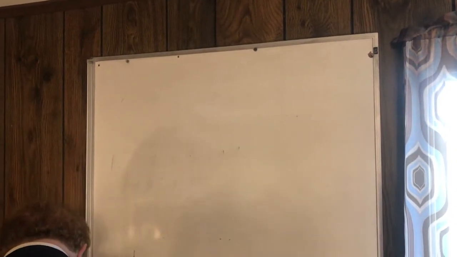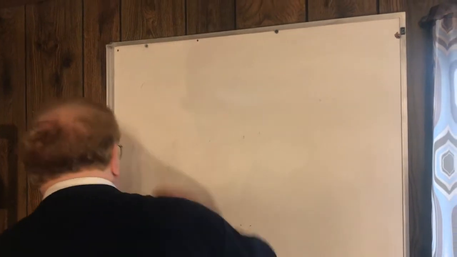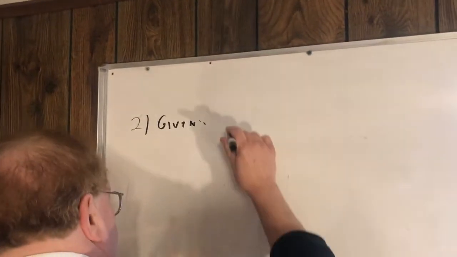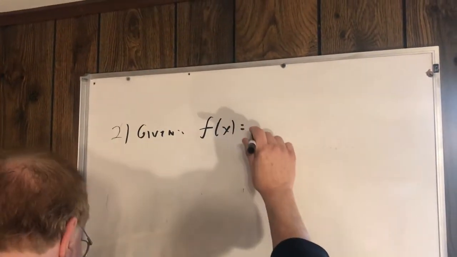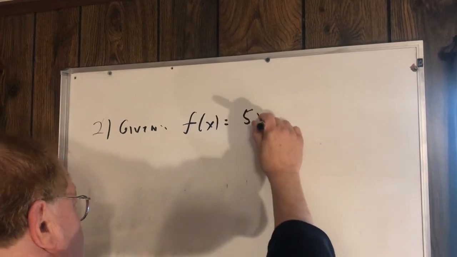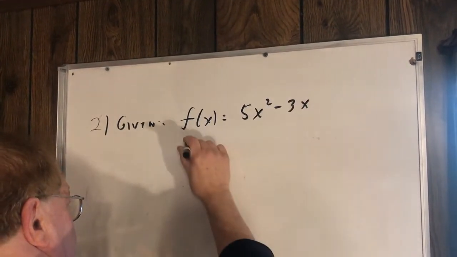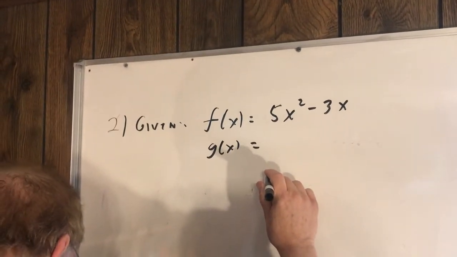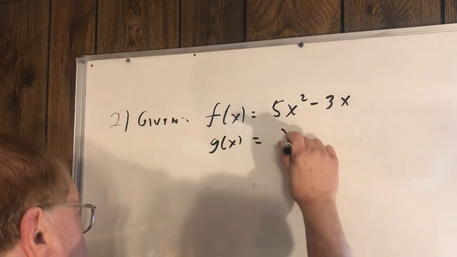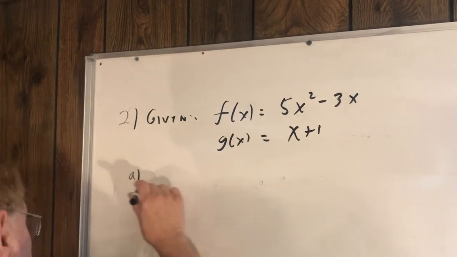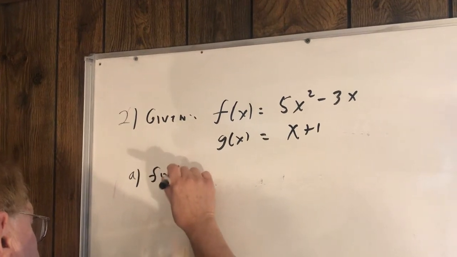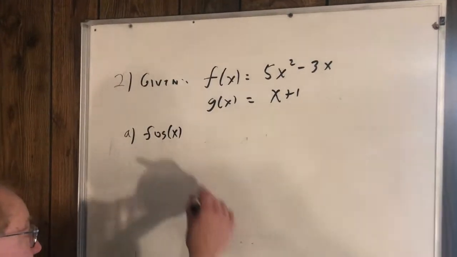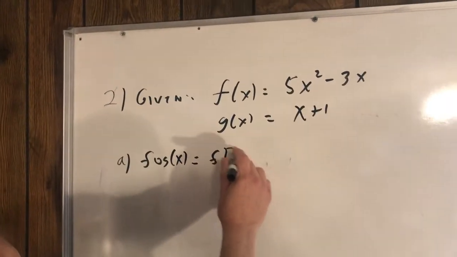And number 2, we are given f of x equals 5x squared minus 3x, and g of x is x plus 1. And what do you want to find? First you want to find f of g of x. That's the general one, and this can always be written f bracket g of x.